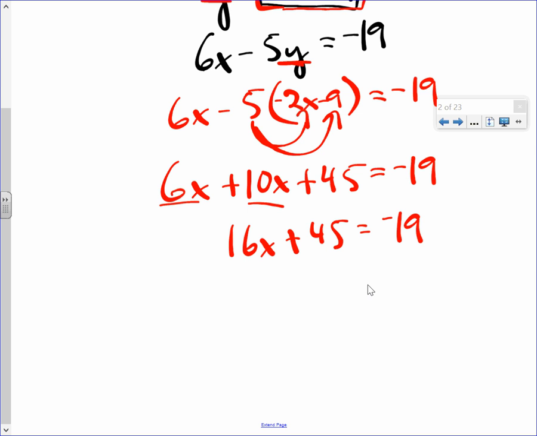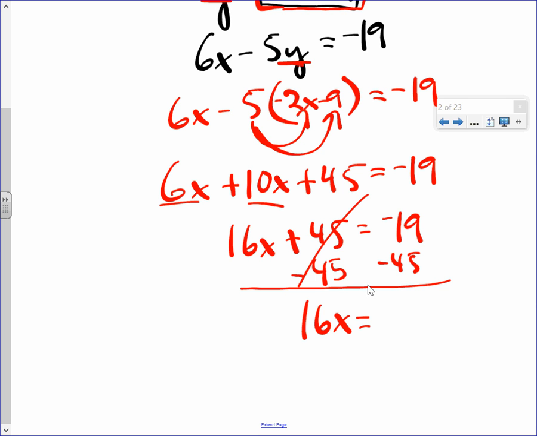Look at this. This is beautiful. Ivanovich, any ideas now? We're rocking and rolling. Let's get 45 out of here so we can get x alone. 45 minus 45 is gone. See ya. 16x equals negative 64? Yeah. Negative 64. Rocking and rolling.